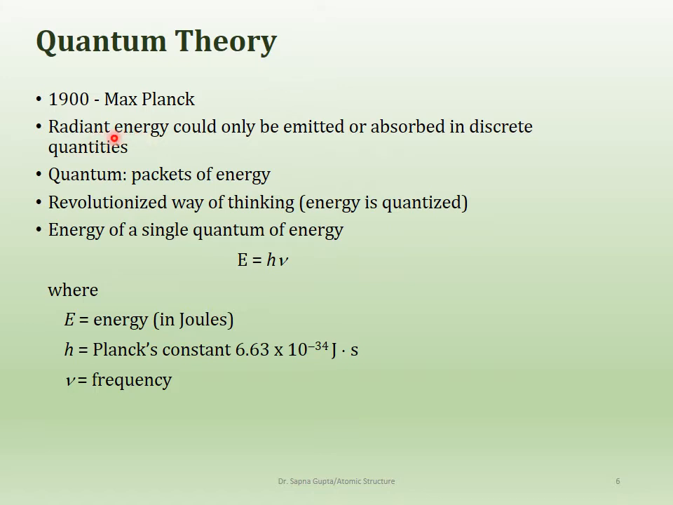What he said is that radiation energy can only be emitted or absorbed in discrete quantities. Think about the photoelectric effect: if radiation hits the metal surface, then electrons are ejected. But he's saying that the radiation hitting the surface is coming in discrete packets, in small amounts. It's not a continuous radiation. That's what is meant by discrete quantity. Those discrete quantities are called quantum. He called them quanta and quantum, the plural and singular. Those are actually packets of energy.